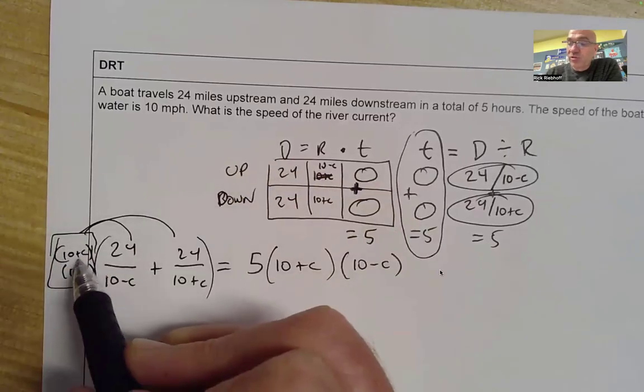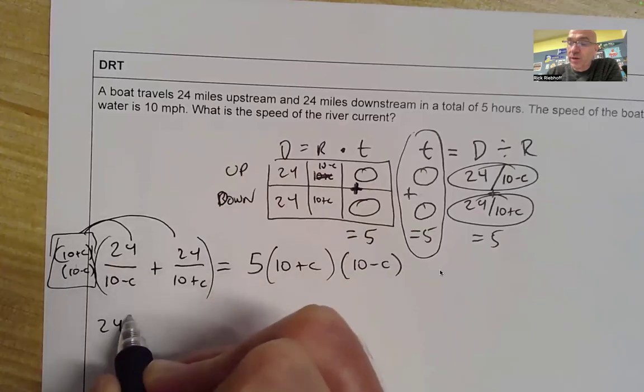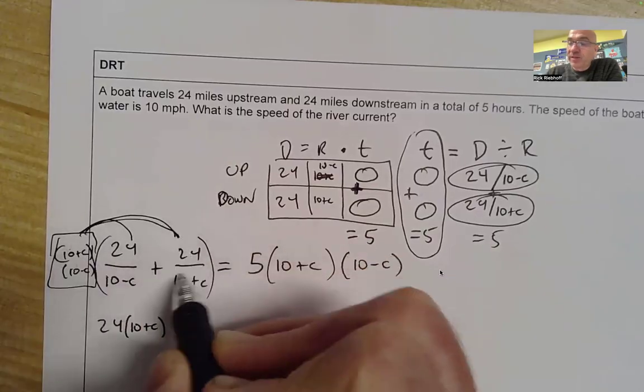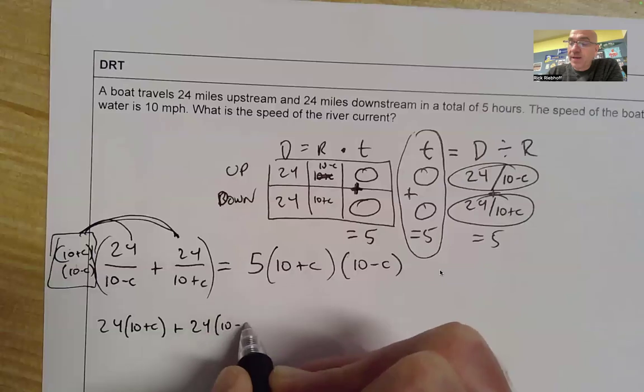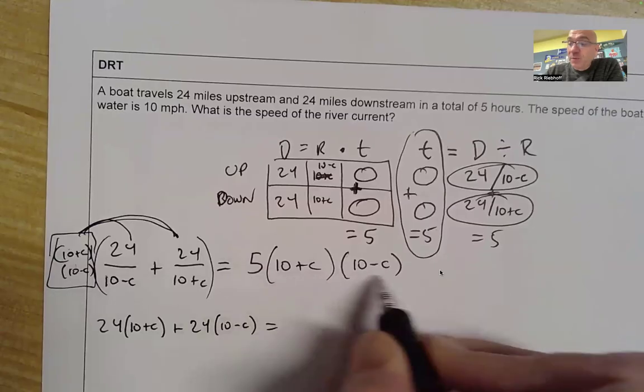Okay, when this distributes here, the 10 minus c's will cancel out. So I have 24 times 10 plus c. And then when I distribute here, the 10 plus c's will cancel out. So I'll have 24 times 10 minus c. And that equals 5 times these multiplied by each other.